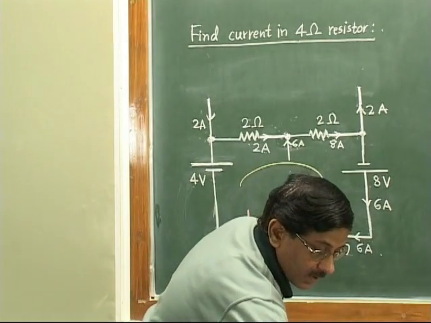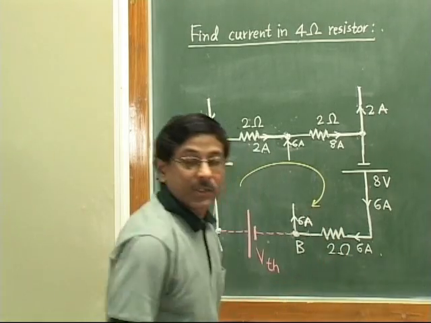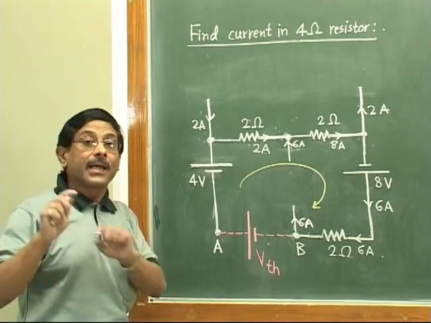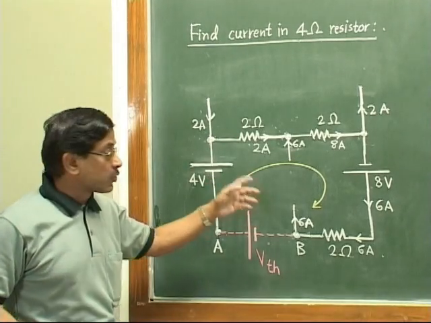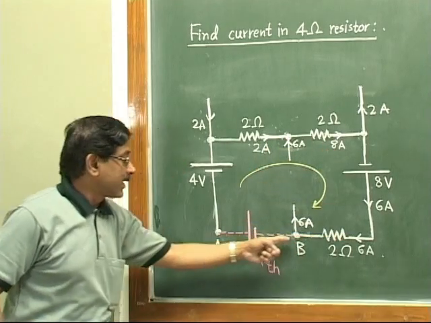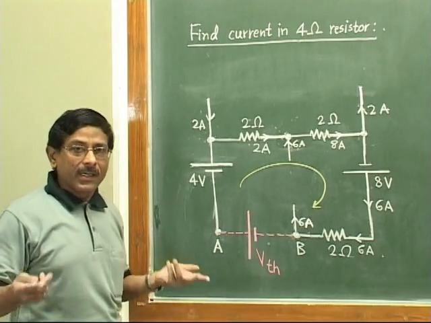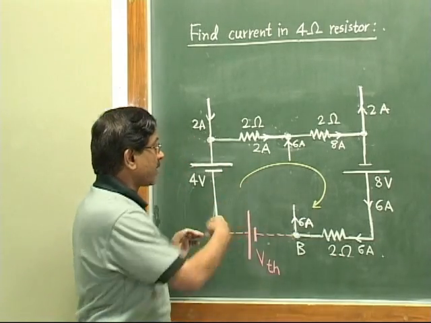Now what is done next in the procedure of Thevenin's theorem? Consider any closed loop which will contain VTH. Now we have only one closed loop like this, and of course it contains VTH, and we write the loop equation. So let us write the loop equation.